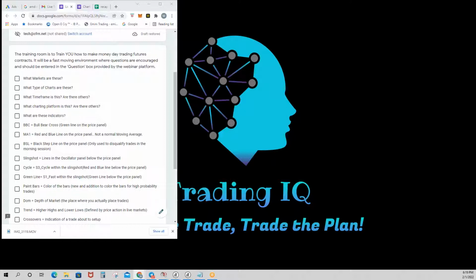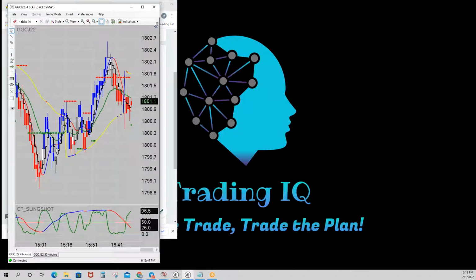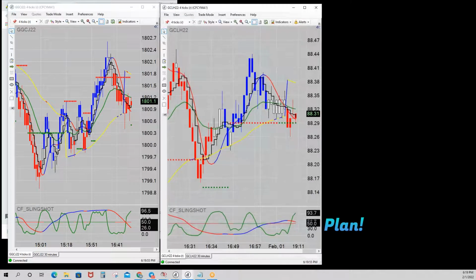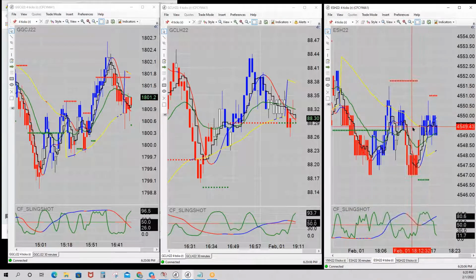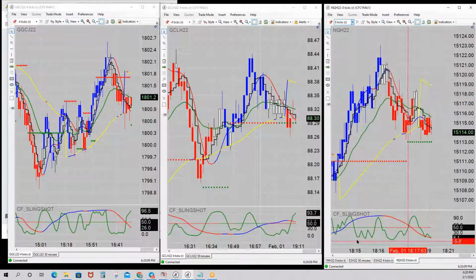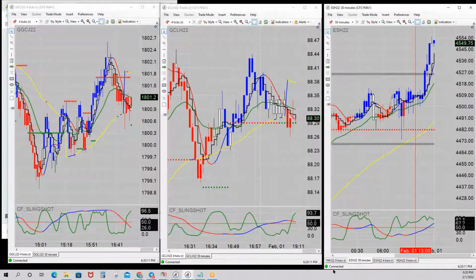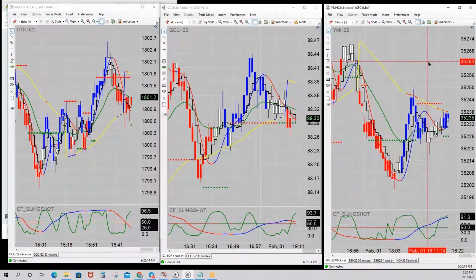Here's one. That is gold. And here is crude oil. And we're going to do the YM. The YM is the mini Dow. Now we also have an ES, which is a mini S&P 500. We have the NQ. This is a 30-minute ES, and this is back to the YM.